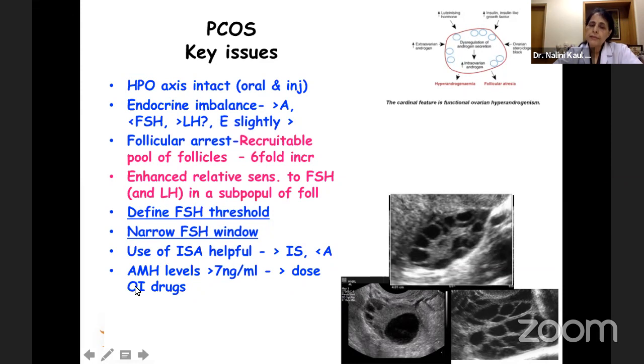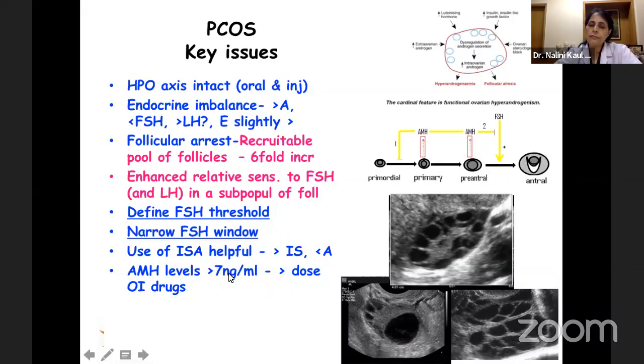The AMH levels are very high in PCOS patients, and it has been seen that if the AMH levels are above 7 nanograms, then you will need much higher doses to overcome this block that is happening at this level.